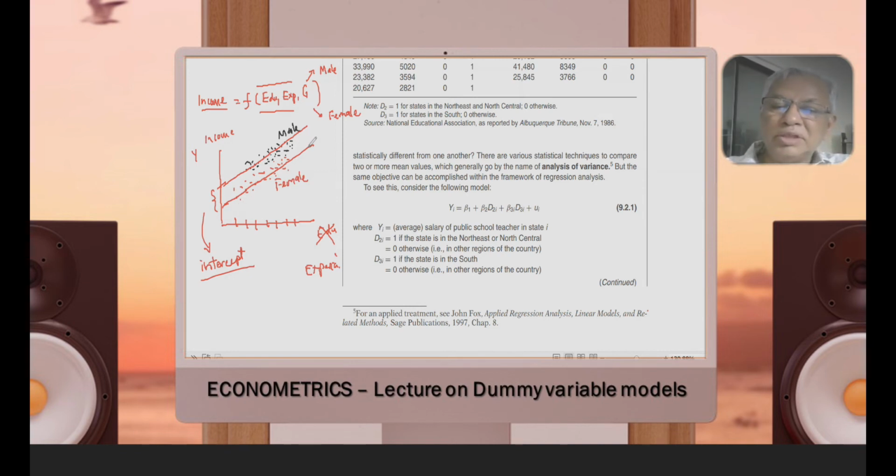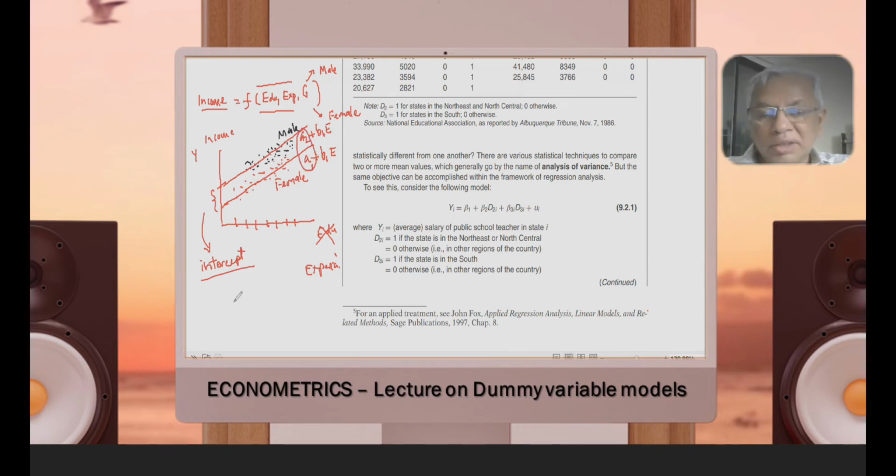If I want to look into this model, theoretically, it would look like A1 plus B1 experience, and the other would look like A2 plus B1 experience. We realize that the slope is exactly the same. So what is the difference? The difference is in the intercept.